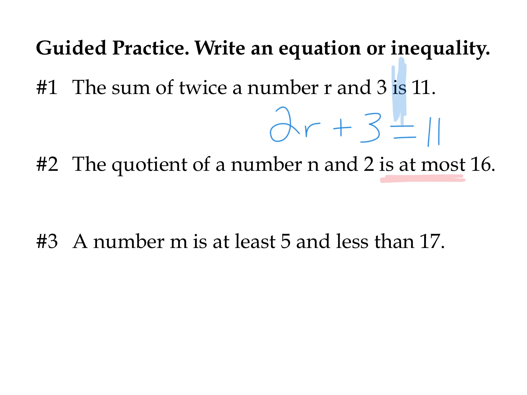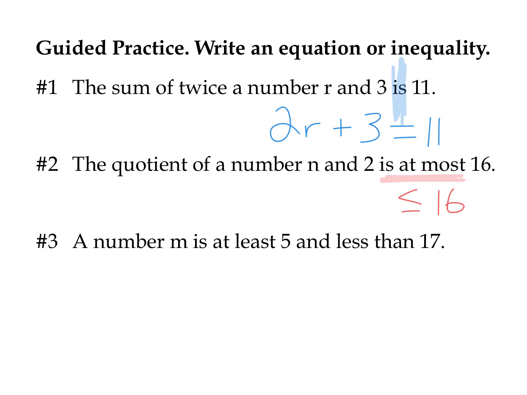Do I have an equal, less than, or equal to? Okay, if you have at most something, it means you have that amount, or it could be less than that amount. So we're going to have at most be less than or equal to. If you have at most 16, that's the highest you could have, or you could have something underneath that.